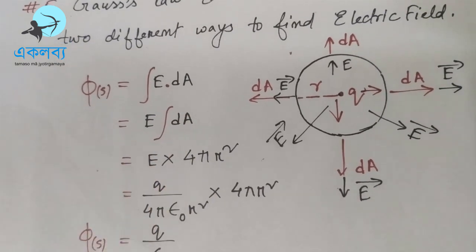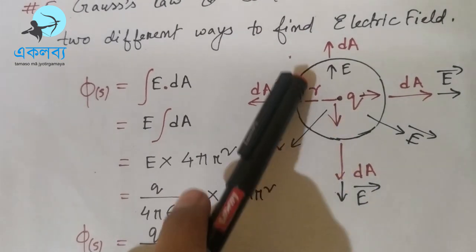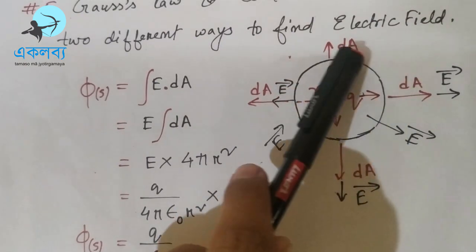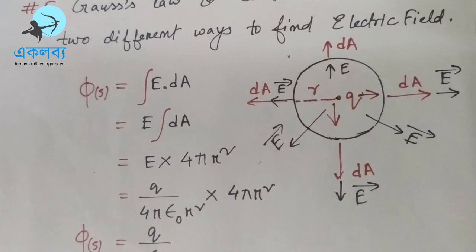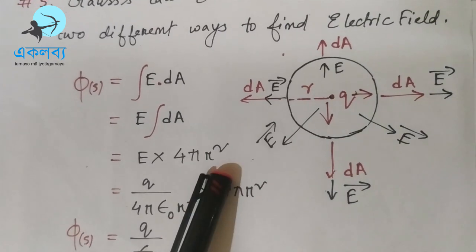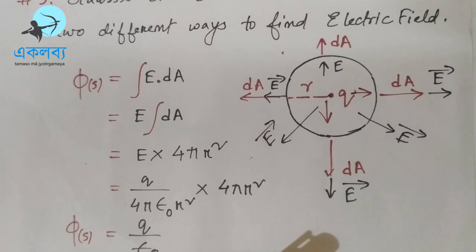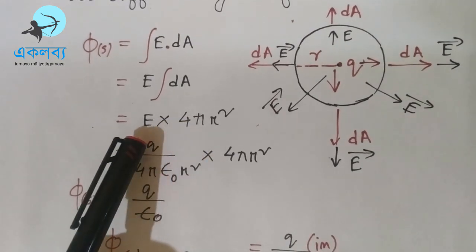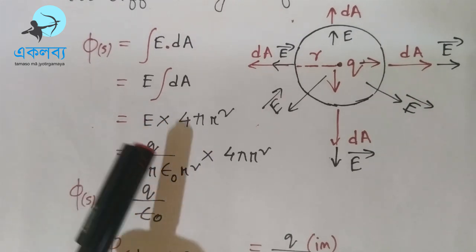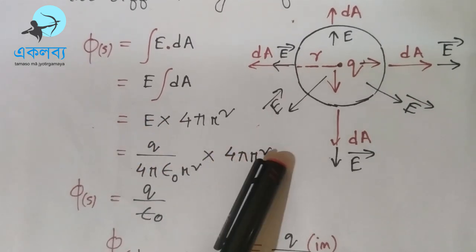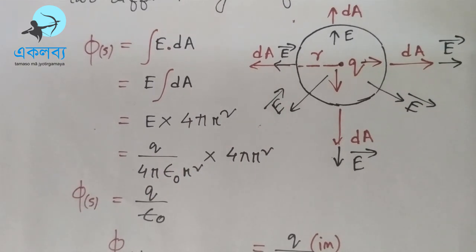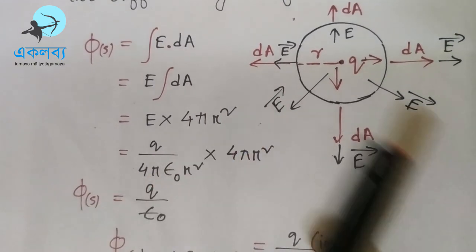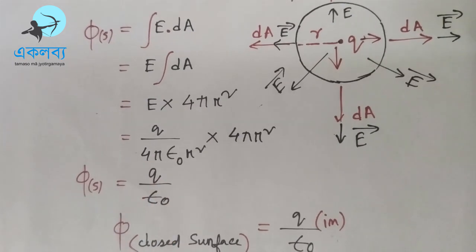What do you mean by the integration of dA? If we have small areas dA at every point on the surface, if we sum up all the areas dA, then what will you get? We'll get the area of a sphere, which is 4 pi r square, the surface area of a sphere. You know the electric field varies with distance, then the formula is E equal to Q by 4 pi epsilon r square into 4 pi r square. Cancelling the r and pi, we get the flux through this closed surface is Q by epsilon naught.